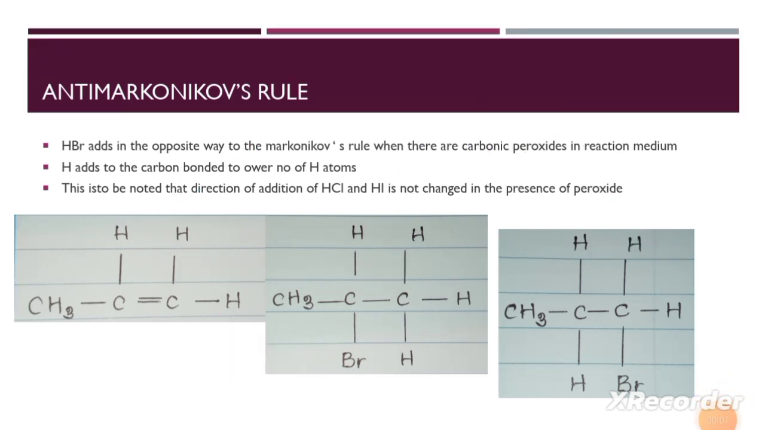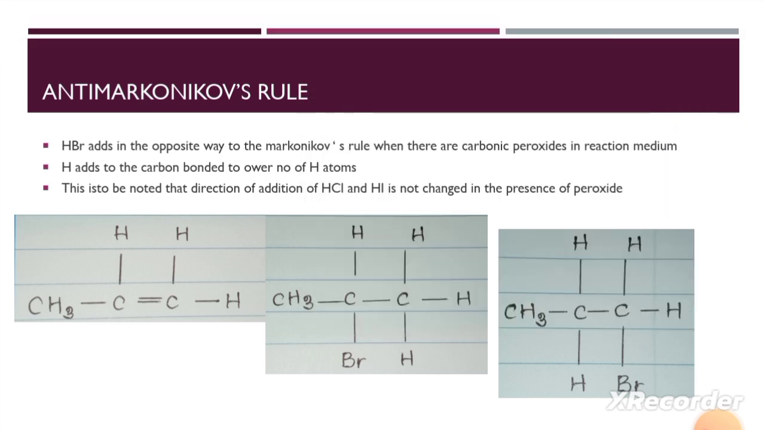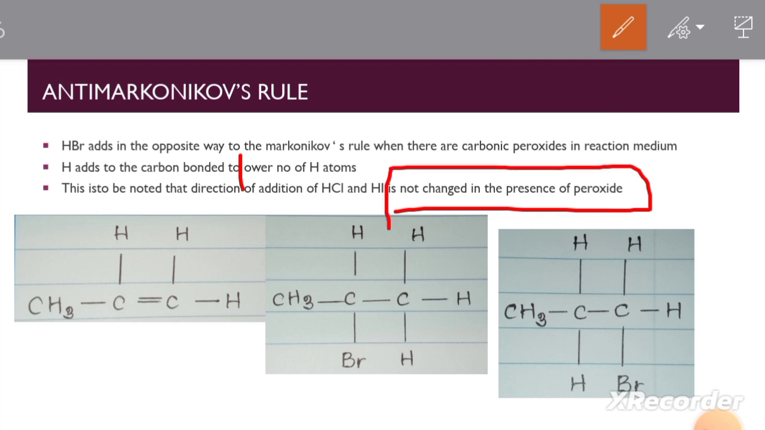Anti-Markovnikov's rule: HBr adds in the opposite way to Markovnikov's rule when there are organic peroxides in the reaction medium. Hydrogen adds to the carbon bonded to the lower number of hydrogen atoms. This is to be noted that the direction of addition of HCl and HI is not changed in the presence of a peroxide medium. This is to be highly noted.